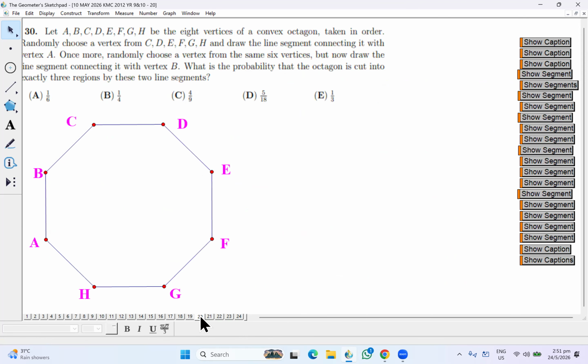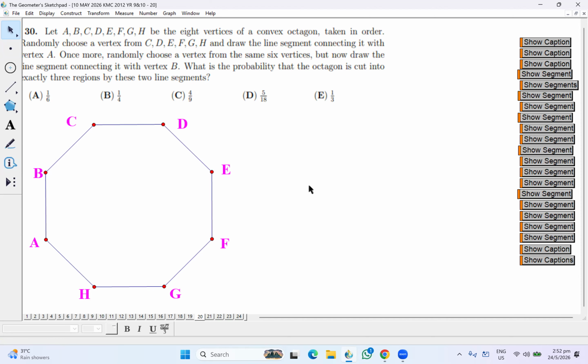Okay, one more question. Let A, B, C, D, E, F, G, H be 8 vertices of a convex polygon. Convex means all less than 180 on the angle, internal angle. The point cannot come inside. They cannot, B and C, D. It's concave already. The point all, the angle is less than 180.